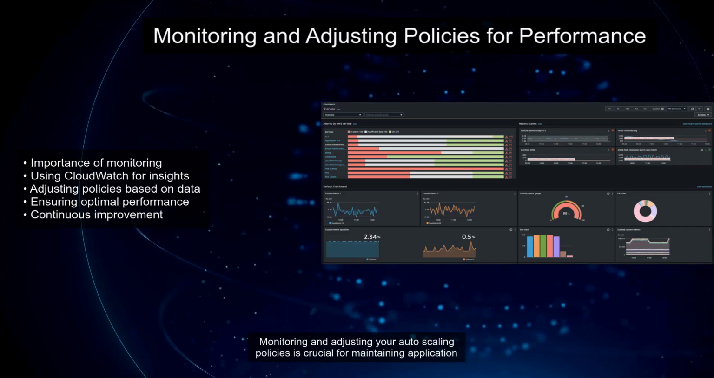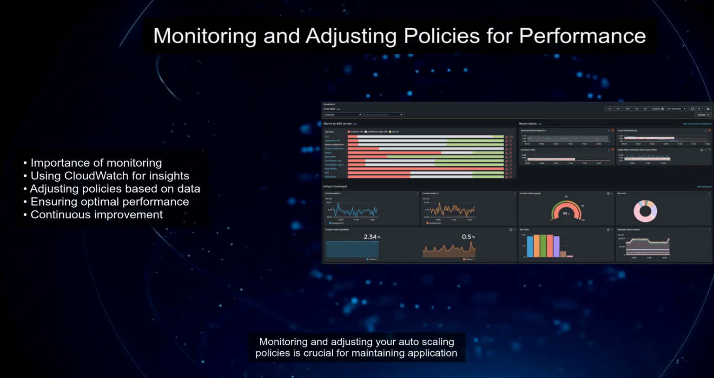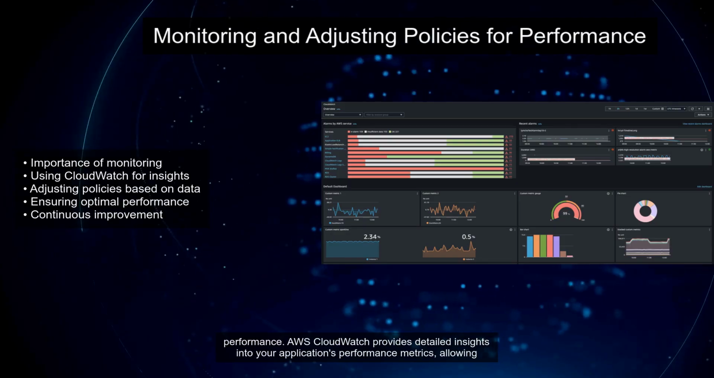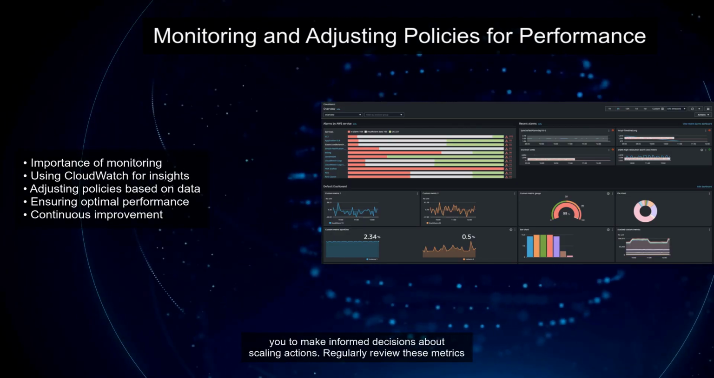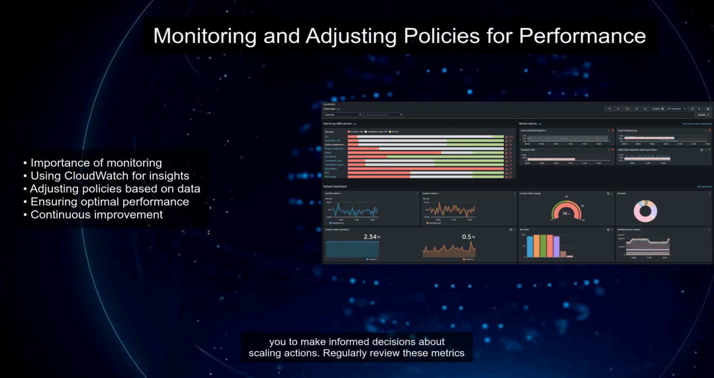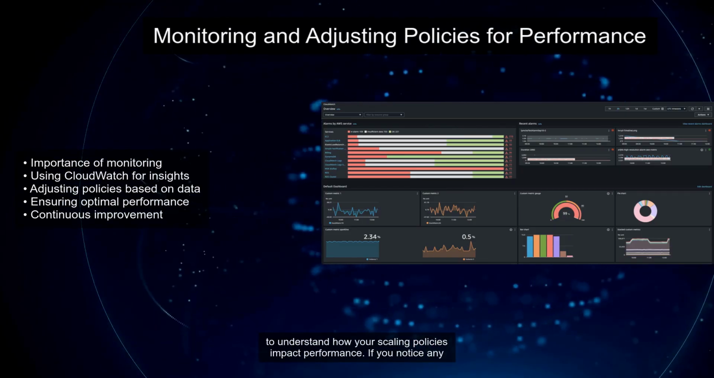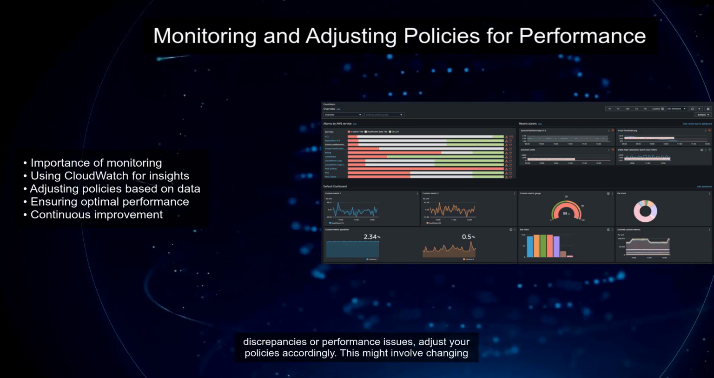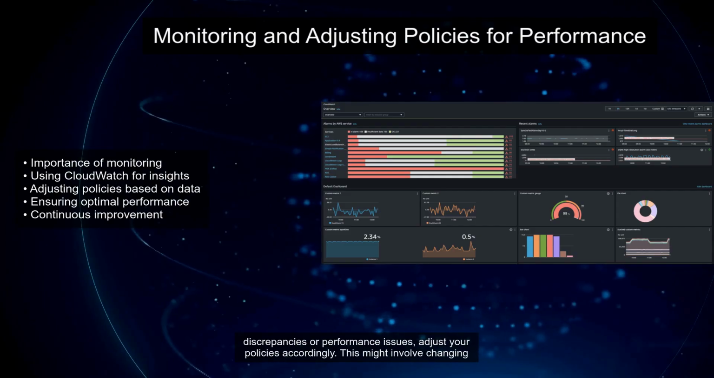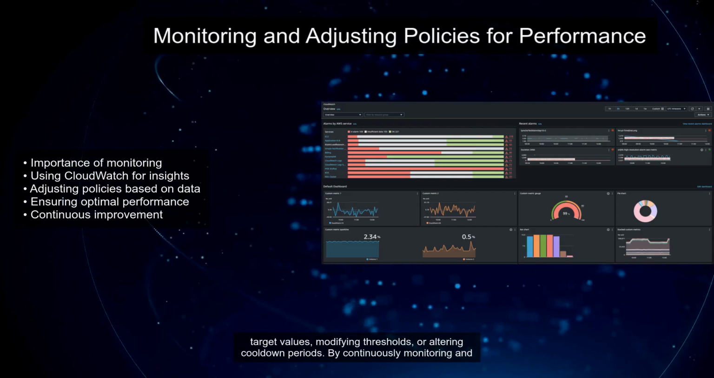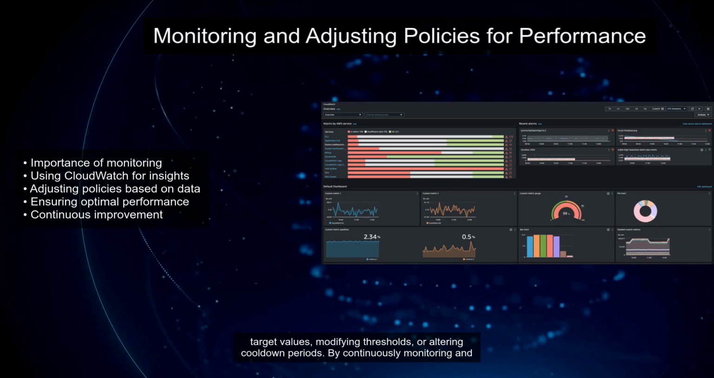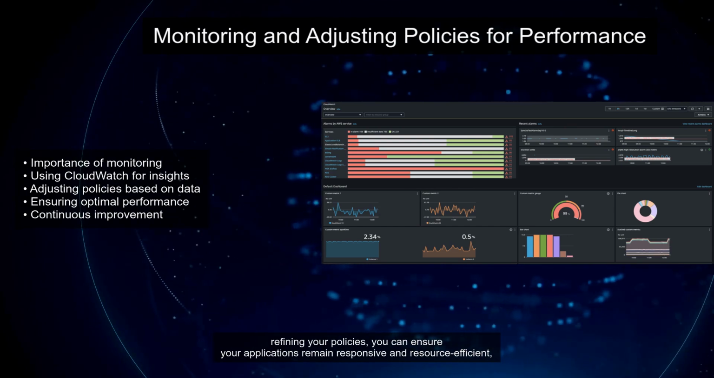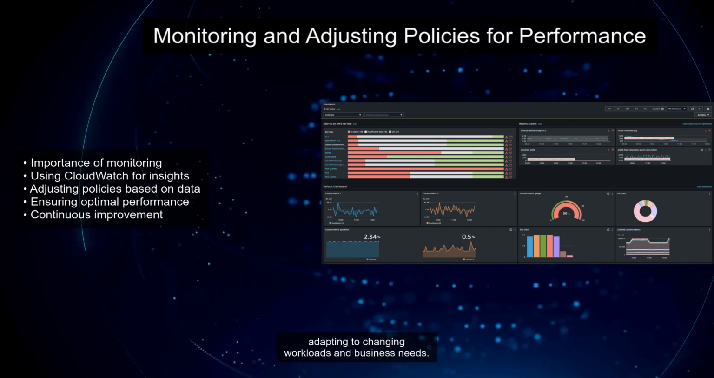Monitoring and adjusting your auto-scaling policies is crucial for maintaining application performance. AWS CloudWatch provides detailed insights into your application's performance metrics, allowing you to make informed decisions about scaling actions. Regularly review these metrics to understand how your scaling policies impact performance. If you notice any discrepancies or performance issues, adjust your policies accordingly. This might involve changing target values, modifying thresholds, or altering cooldown periods. By continuously monitoring and refining your policies, you can ensure your applications remain responsive and resource efficient, adapting to changing workloads and business needs.